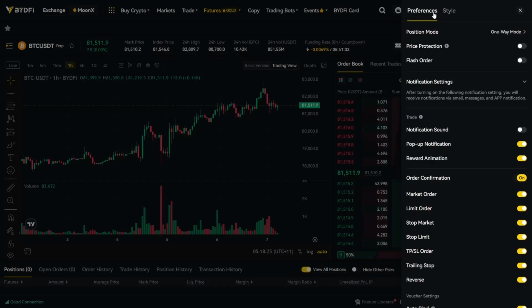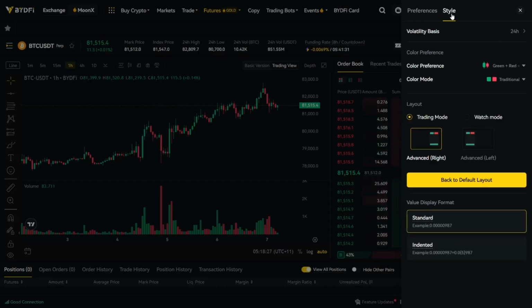Now to the right of preferences is style. In color mode, we can change the color of our charts. So right now we have red and green, which is traditional. We can change that to fresh, which is red and blue. And we also have blue and I think it's orange. We're going to keep it at red and green though. I just wanted to show you that.